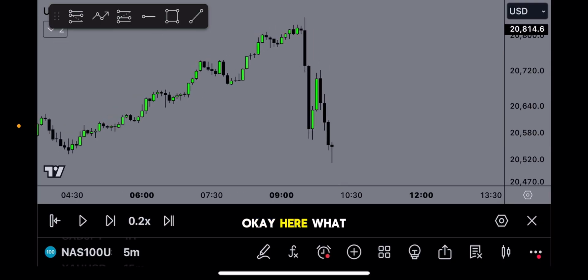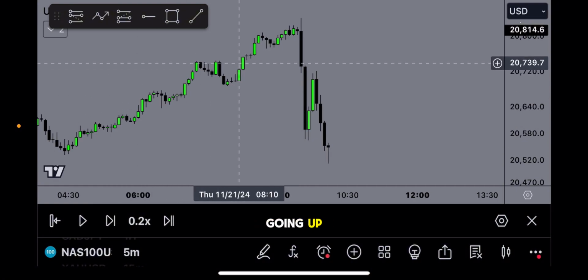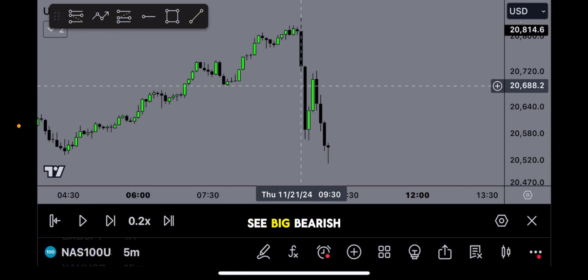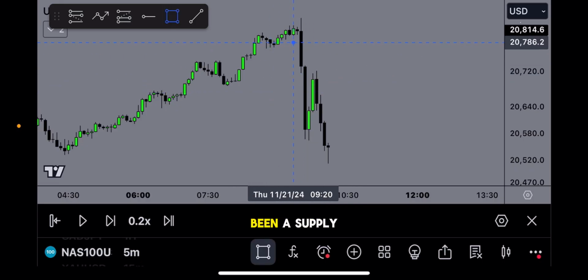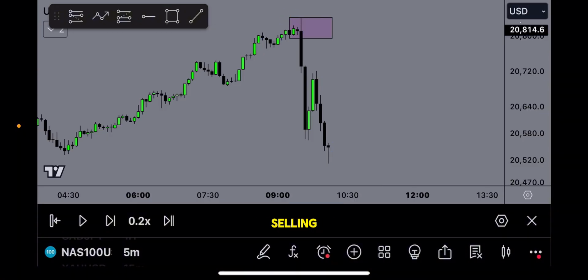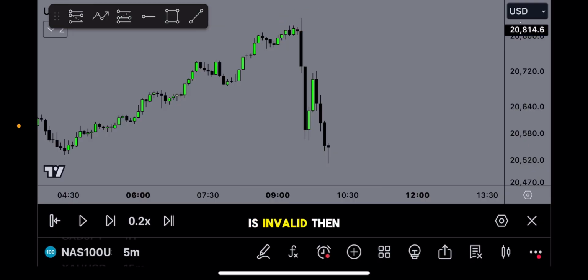Okay, here, what do we see? We see price going up, and then we see big bearish candles, right? Up here, it would have been a supply setup because we see a big aggressive selling, but price never came back up to the zone. So this zone is invalid.